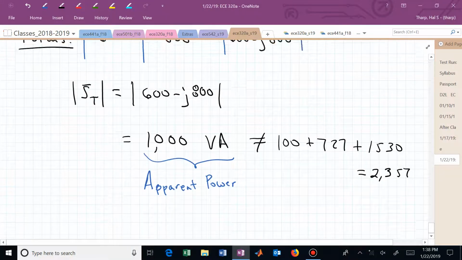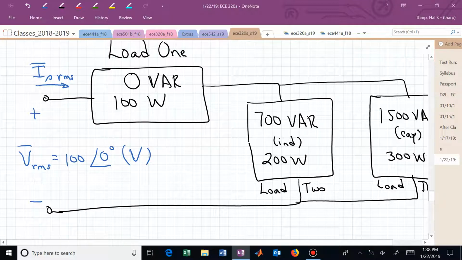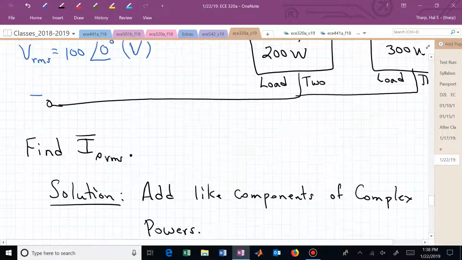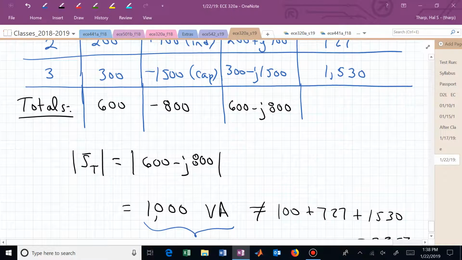What were we trying to do? If you remember, we had this complex interconnected network. We now are trying to find the current that is needed to actually produce these three sets of complex powers in the configuration that's provided, where we're now applying a voltage of 100 volts. So we're trying to find I that supplies all of that. We've now found the total complex power, that's this.